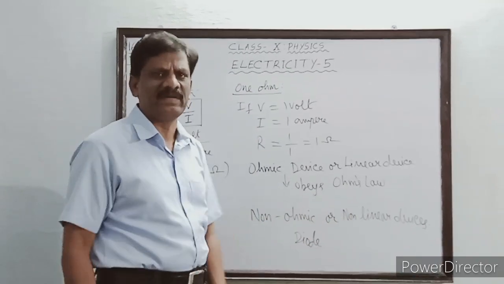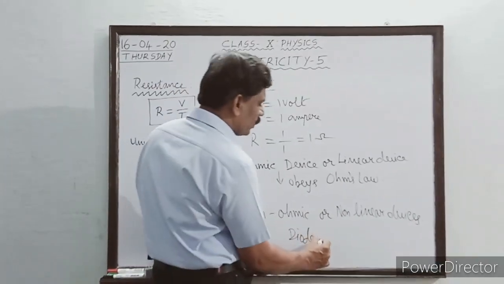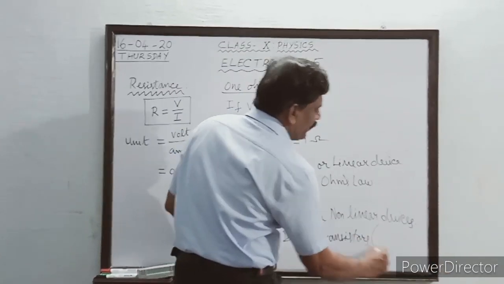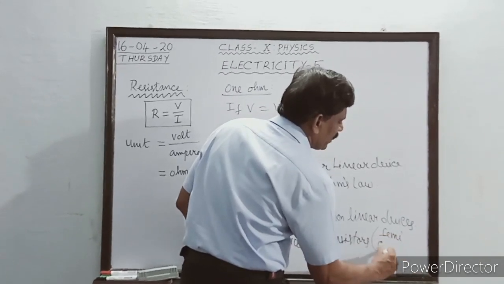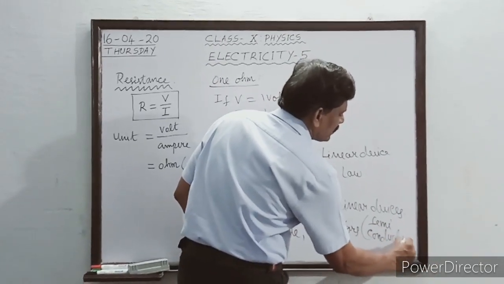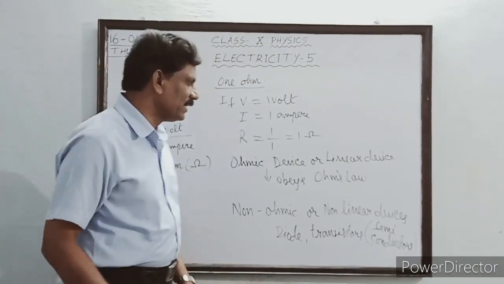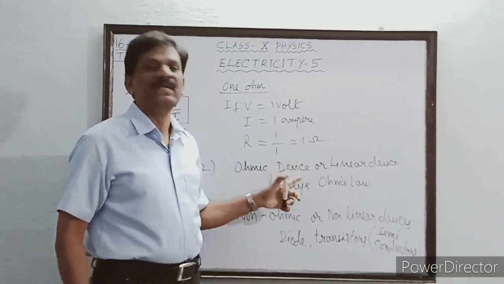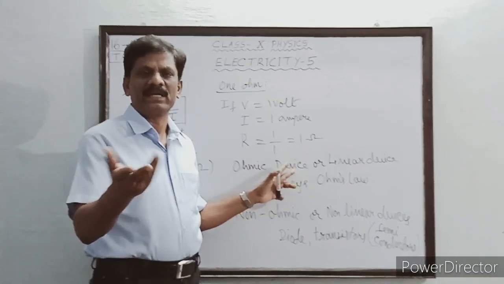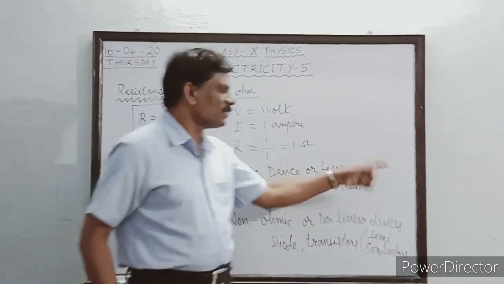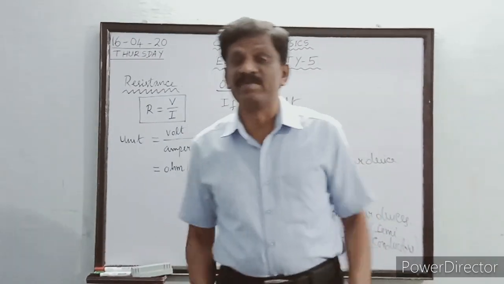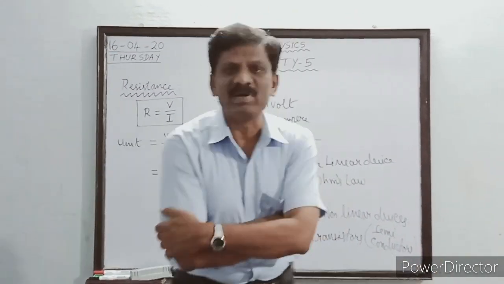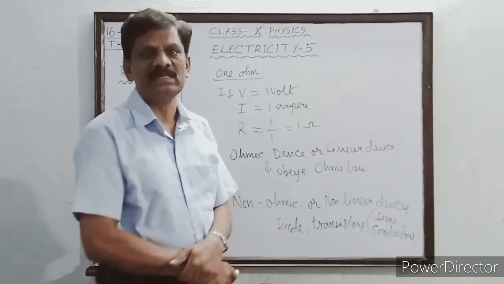But at least some introduction I will give you. These devices like diodes and transistors are made up of semiconductors. It's a higher level topic, we will see later. Anyhow, there are some devices which obey Ohm's law. That is why they are called ohmic devices. So an ordinary copper wire or any metallic conductor is also called a linear device because if you draw a graph between voltage and current, the shape of the graph is a straight line passing through the origin. That is why they are also called linear devices.